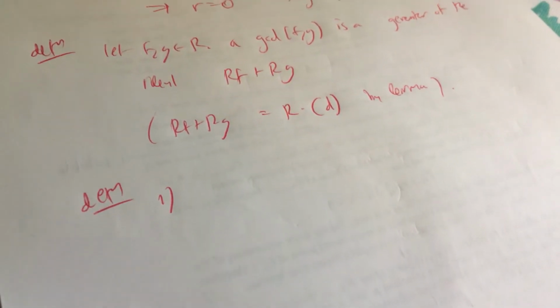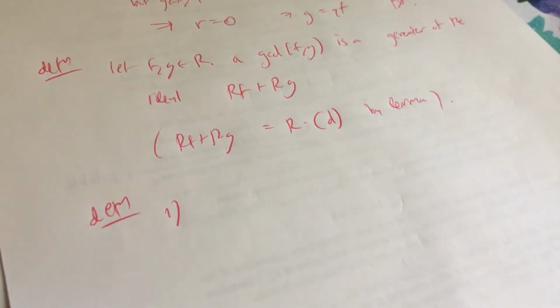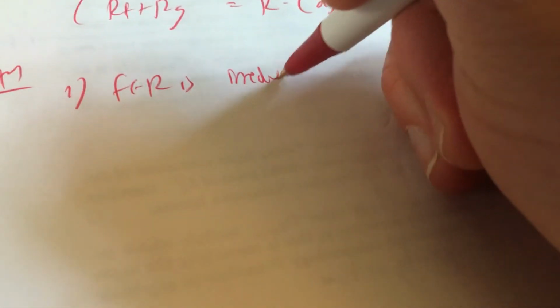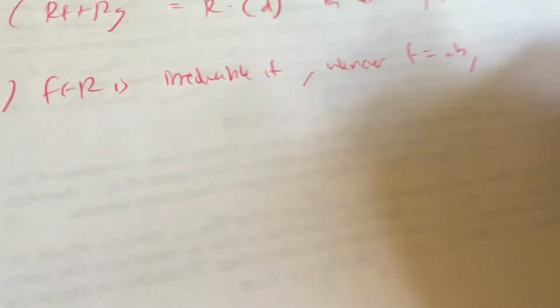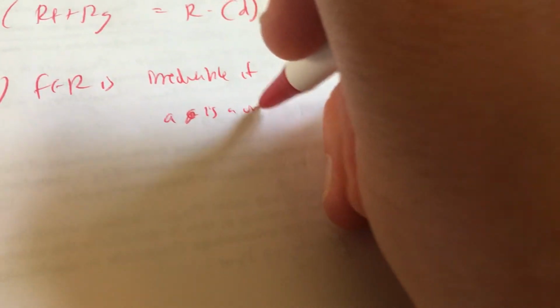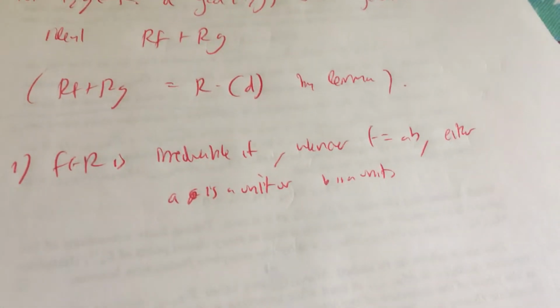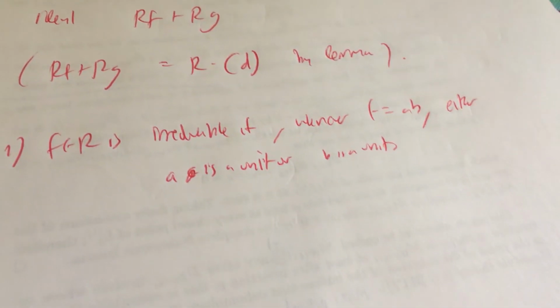So two definitions. One, f is irreducible if it doesn't have any factors. So in other words, f in R is irreducible if whenever f is ab, either a is a unit or b is a unit in the ring, right? So this is kind of like saying either a is 1 or b is 1, except of course now I have lots of units in the ring that might not be 1, right?